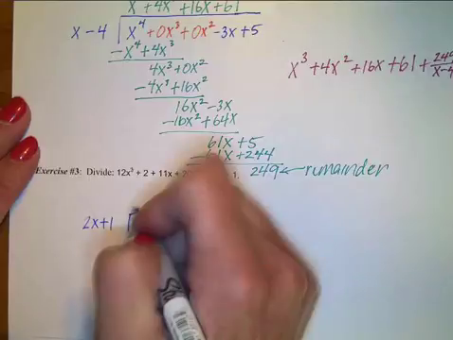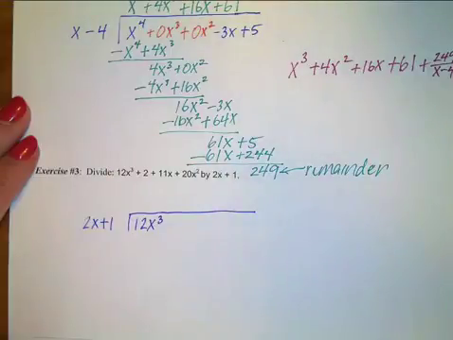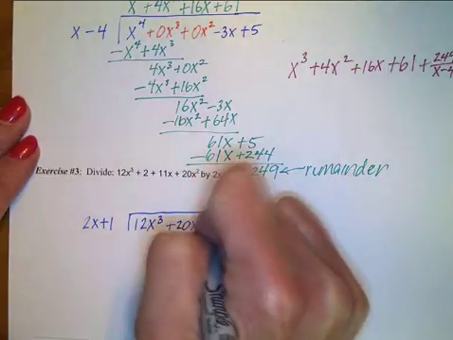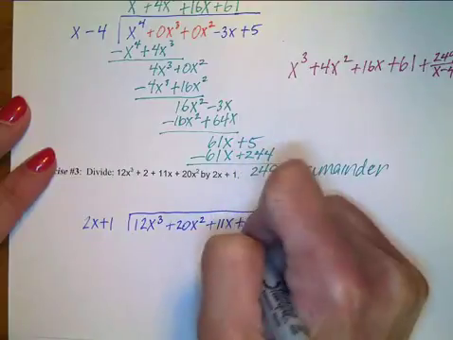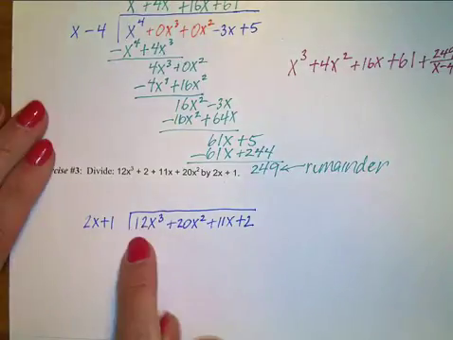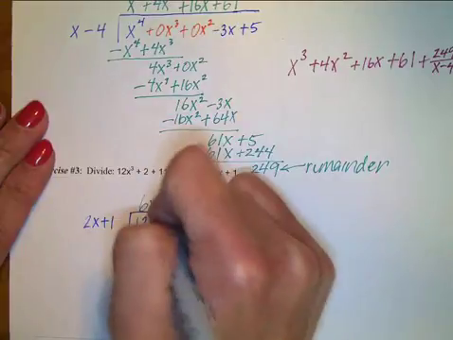So my highest exponent is x to the third. So I have 12x to the third. Then I have plus 20x squared. Then I have plus 11x, and then plus 2. All right. So now we're going to do the division. So 12x to the third divided by 2x is 6x squared.